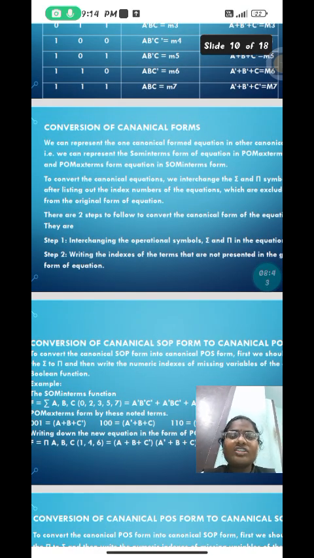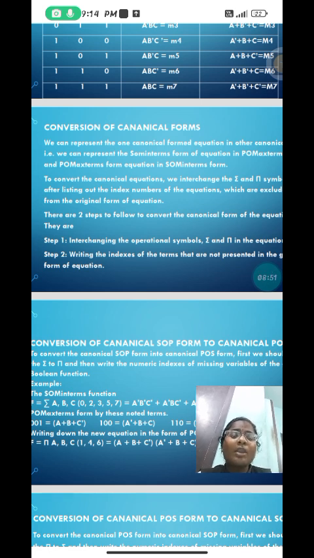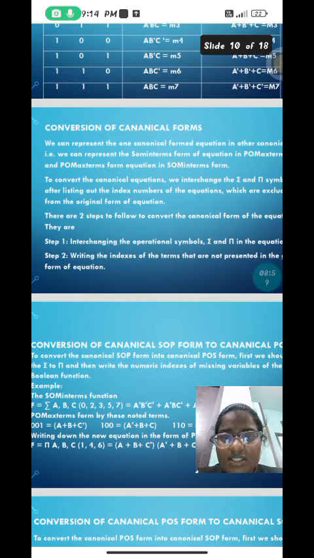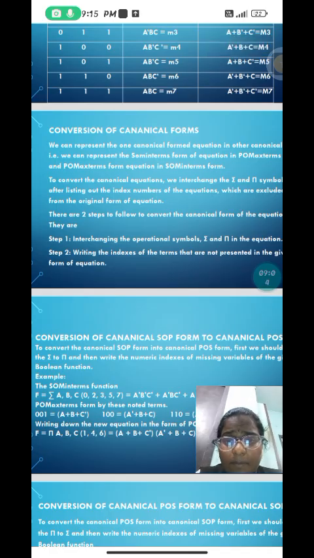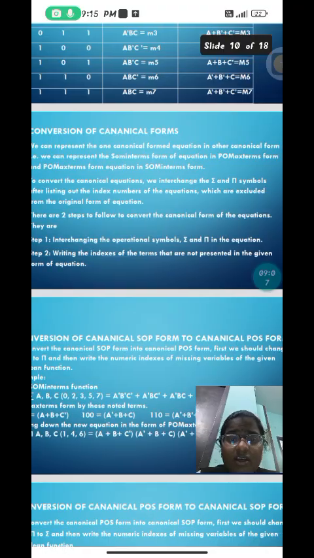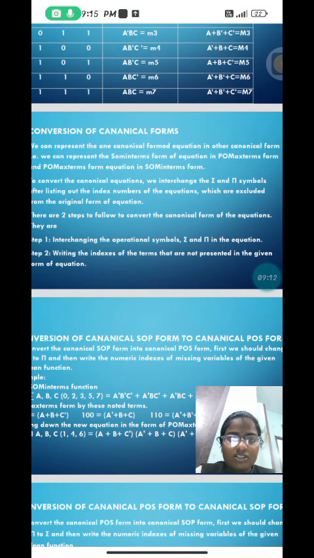Next, conversion of canonical forms. Conversion of canonical forms means converting the sum of minterms to product of maxterms, or product of maxterms to sum of minterms. See these steps. First step is interchanging the operational symbols. Summation means sum of minterms. Pi means product of maxterms. If summation is given, we exchange it for pi. If pi is given, we exchange it for summation.